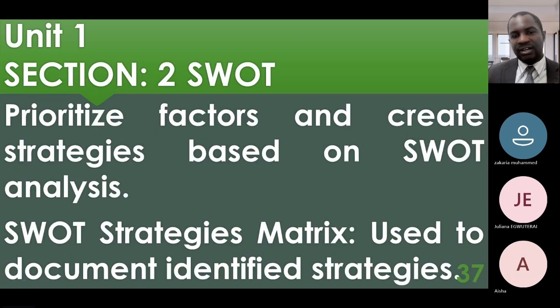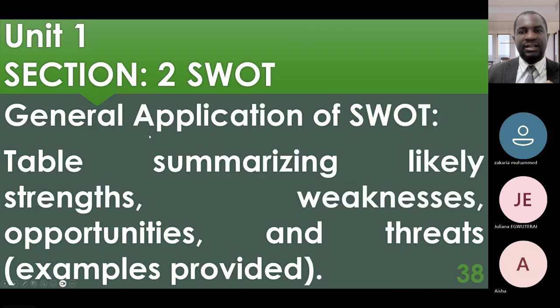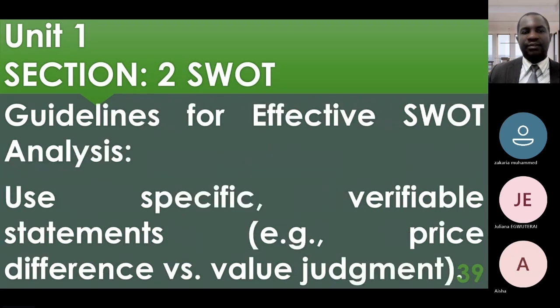So prioritize factors and create strategies based on SWOT analysis, like the SWOT strategy matrix used to document and identify strategy. So a general application of SWOT, a table in the study text summarizing strengths, weaknesses, opportunities, and threats, is provided in the study text. You could look at it, but I think it's a much more simple approach.